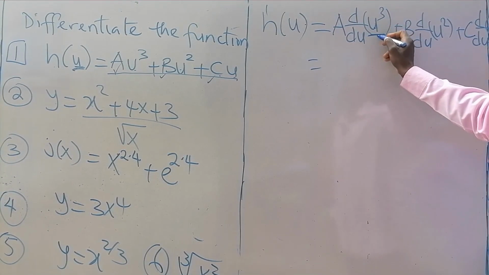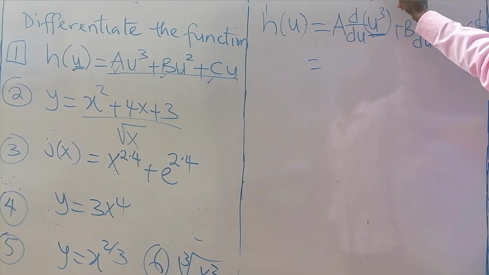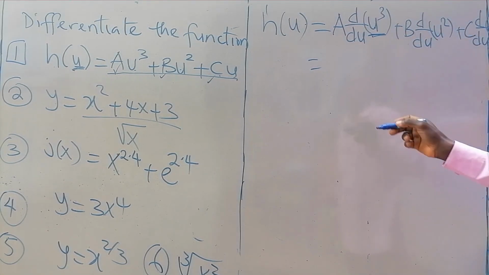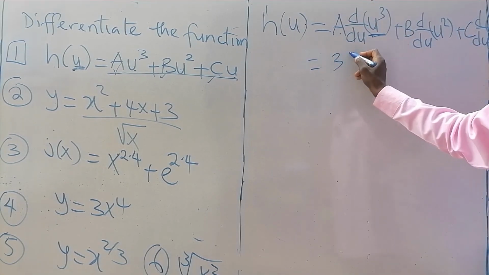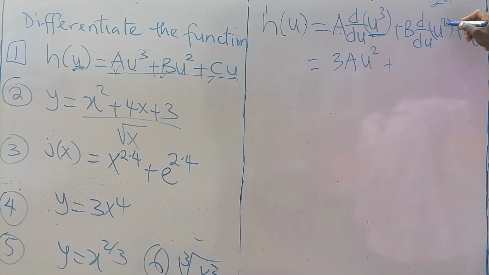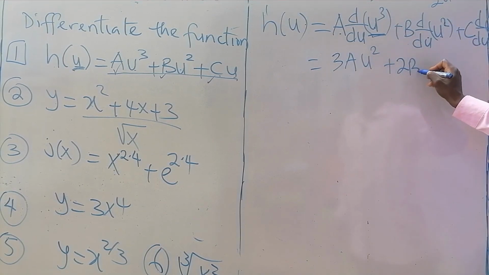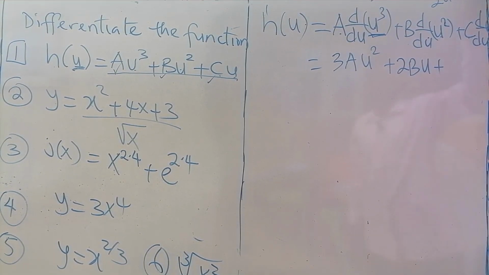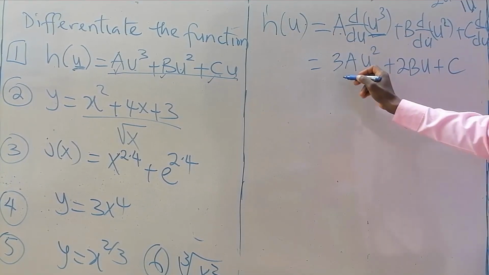If you differentiate this one, it's going to give you 3u squared, and that will be times a, so 3a u squared, plus this one will be what? 2u. The power will go to the front, and then the power minus 1. So you have 2b u, then plus this one. This is c u, which has power 1. This is u to the power 1. The power will go to the front, then you have u to the power 1 minus 1, and this becomes 0. Anything to power 0 is 1. So this is just the c in that place.